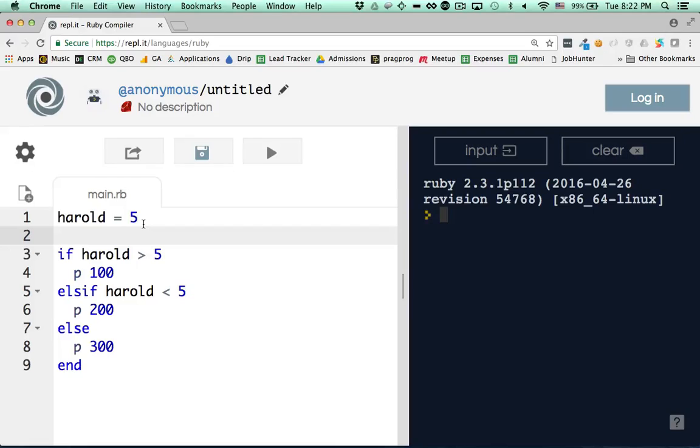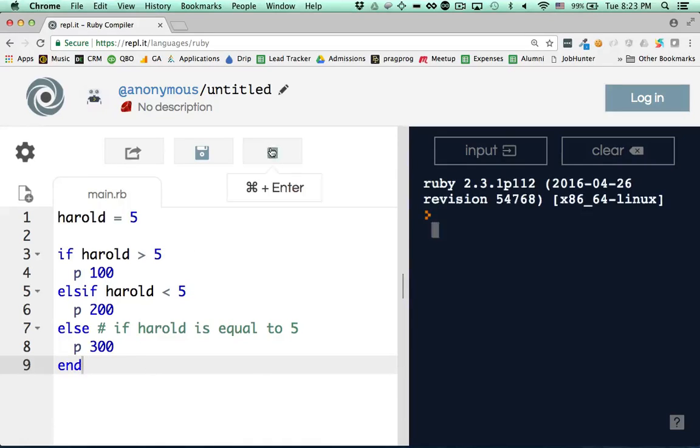How is it possible that neither of those conditions can be true? How could it be that Harold is not greater than 5 and not less than 5? If it's equal to 5. So my translation of this else is if Harold is equal to 5. So in this case, when I run this code, what will print out in the terminal? Yeah, it prints out 300 because it is this else condition that is true.